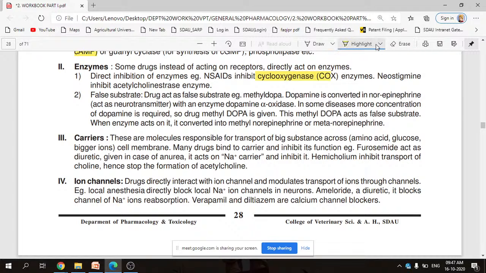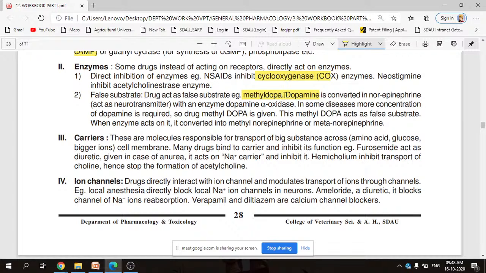The enzyme is not able to recognize the dopamine. So what happens is that instead of dopamine, the enzyme will recognize the methyl dopa. So dopamine is not hydrolyzed, and the concentration of dopamine will continuously increase. So this is the utilization of the enzyme by drugs. The drug acts as a false substrate.